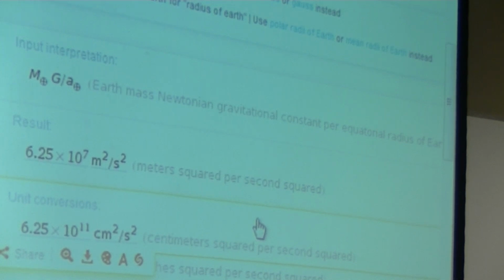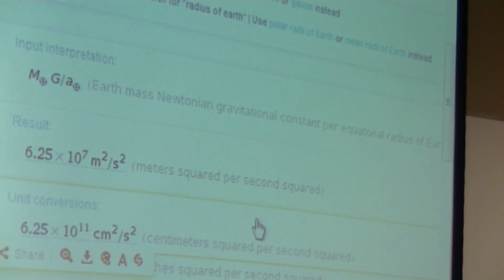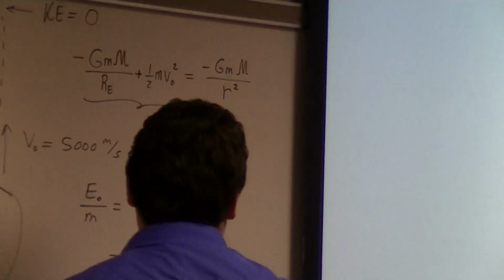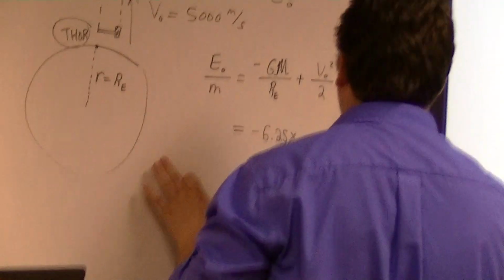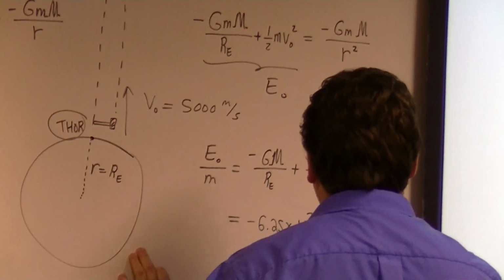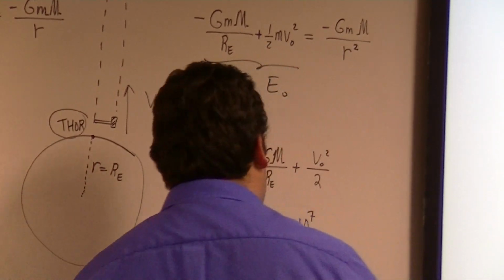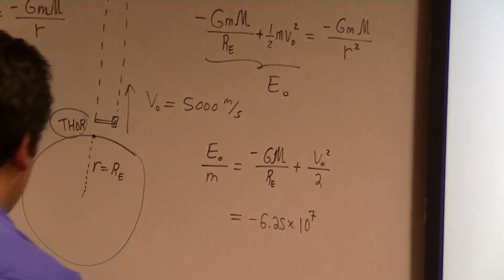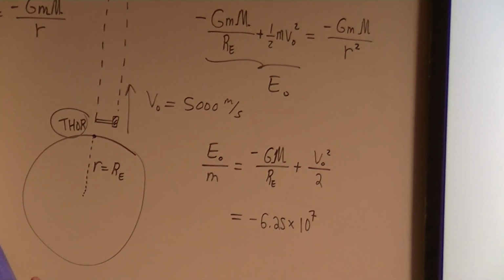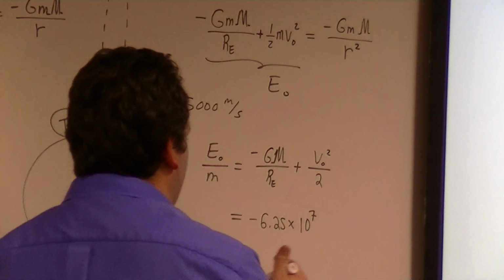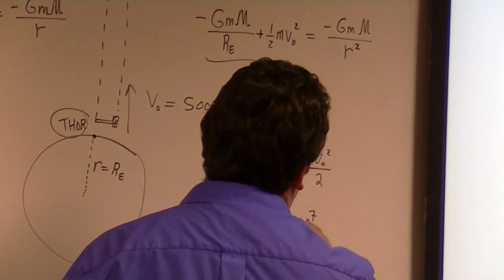Well, should I believe it? So apparently this is minus 6.25 times 10 to the 7. Don't do your homework this way. You've got to use the numbers that are provided to you by the web assignment function and calculators, otherwise bad things will happen. I mean, not too bad, but I think that makes sense.